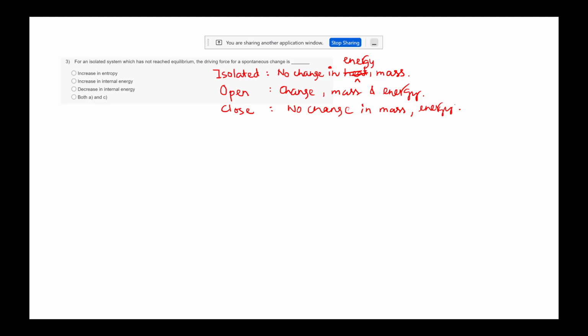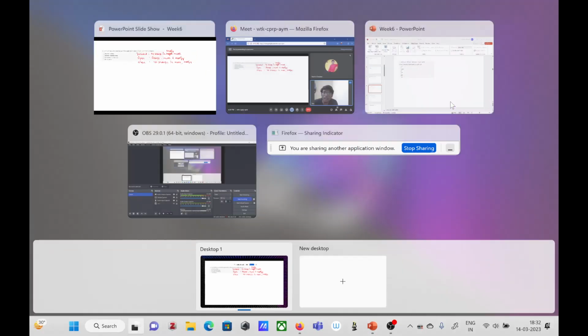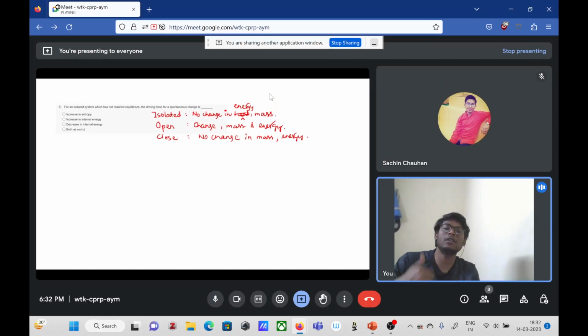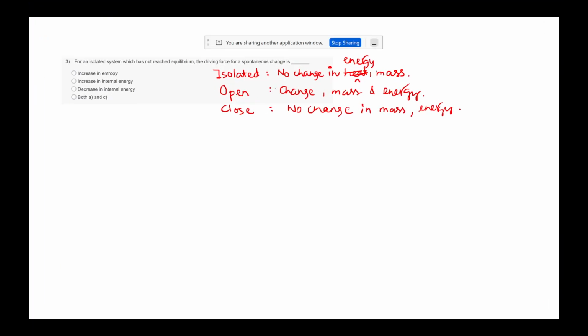Now, for an isolated system which has not reached equilibrium, the question is, the driving force for a spontaneous change. Spontaneous change means the change is occurring very, very rapidly. If that change is happening spontaneously, then which of these options is correct? Increase in entropy, increase in internal energy, decrease in internal energy, both A and C.